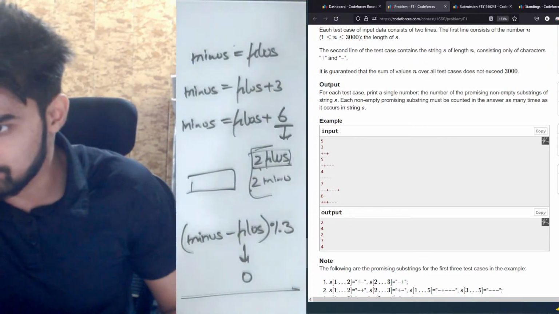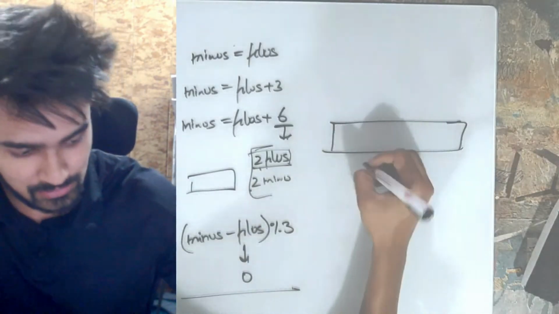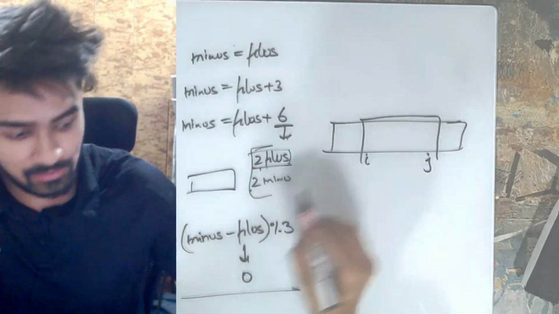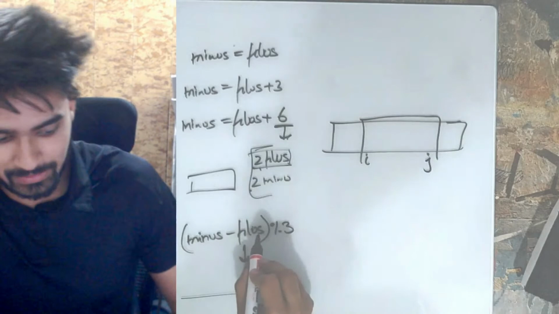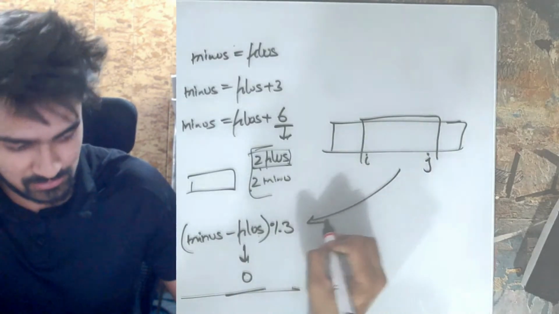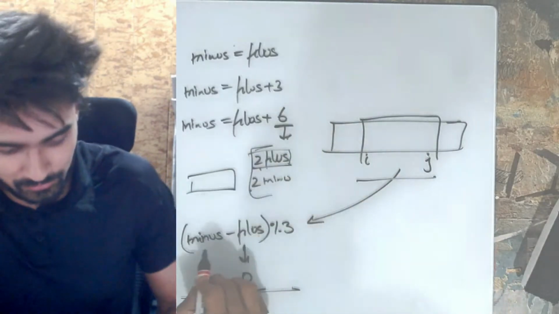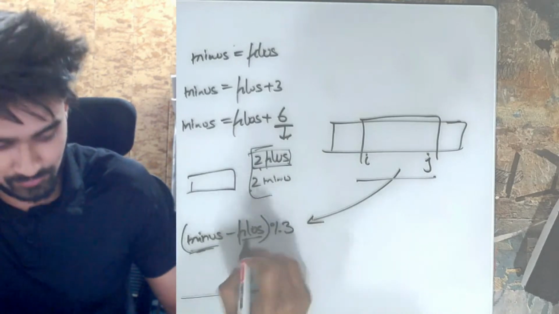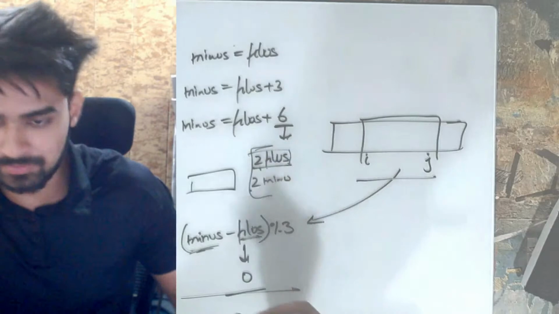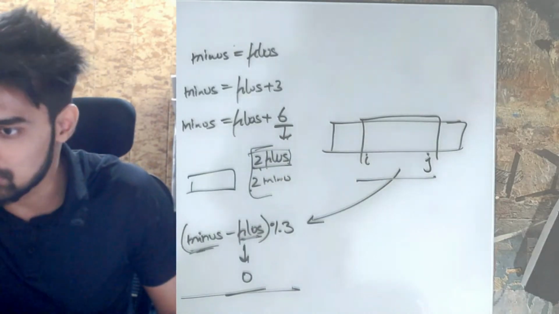Basically, in the complete string, let's say you are at this i and this j, just check if (count of minuses minus count of plus) percentage 3 is equal to 0. If this condition is satisfied for this particular substring, then you can just add 1 to the answer. How to find count of minuses and count of plus? You can make a prefix minus array and prefix plus array already. I'll show my code also.